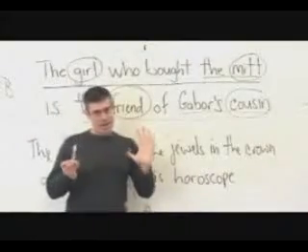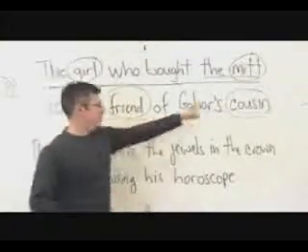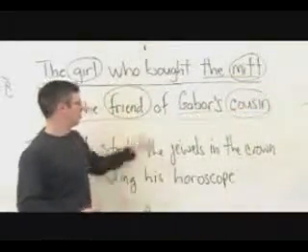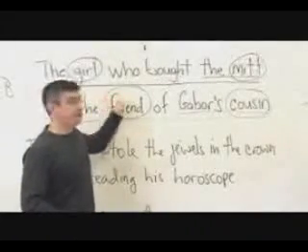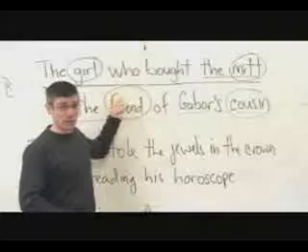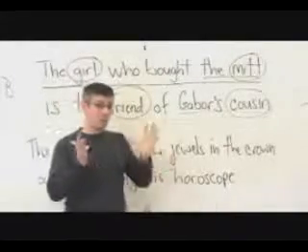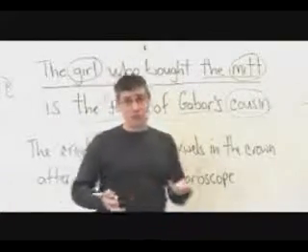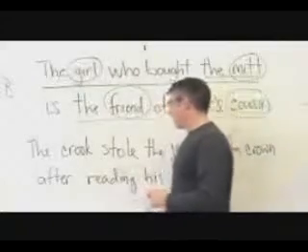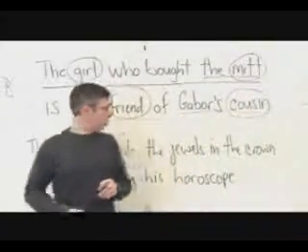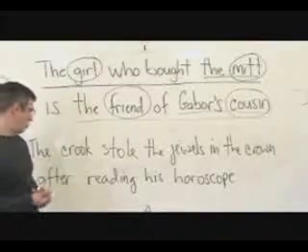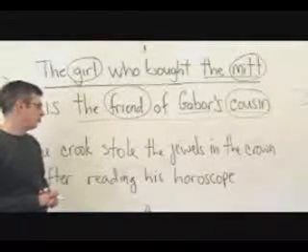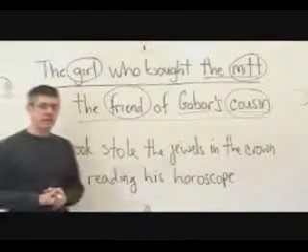So one phrase, one head. Even though cousin is inside this longer nominal phrase, the friend of Gabor's cousin, the head of that longer phrase is this and nothing but this. It's just friend. So one phrase, one head. But phrases can be within phrases. Let's do one more to cement this. The crook stole the jewels in the crown after reading his horoscope.